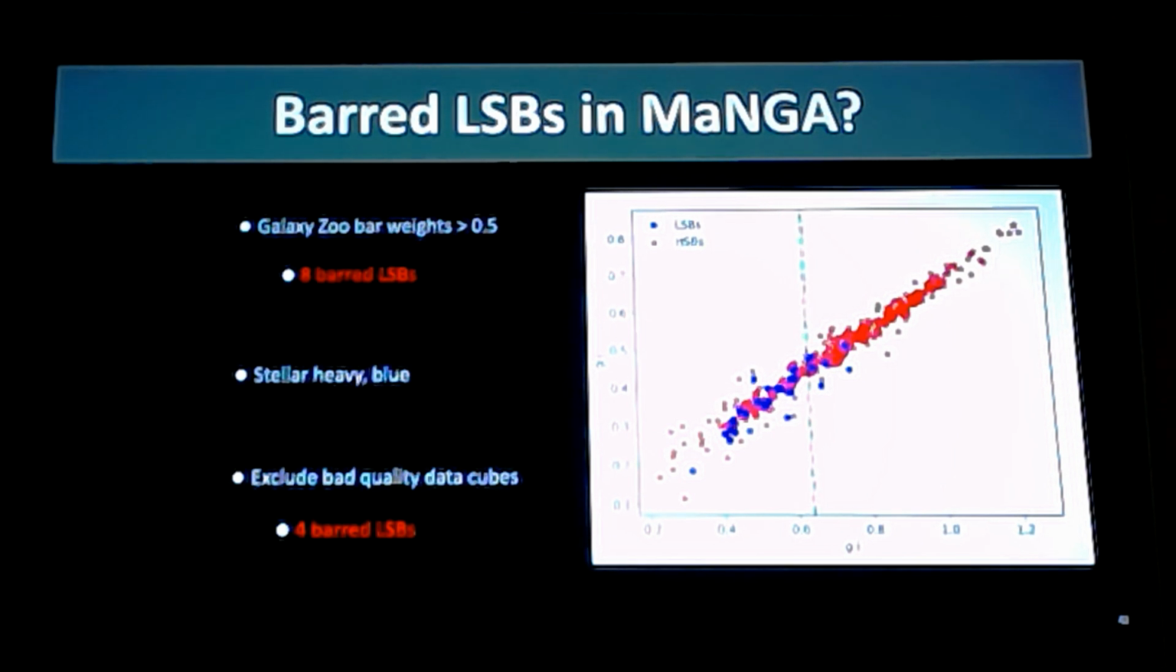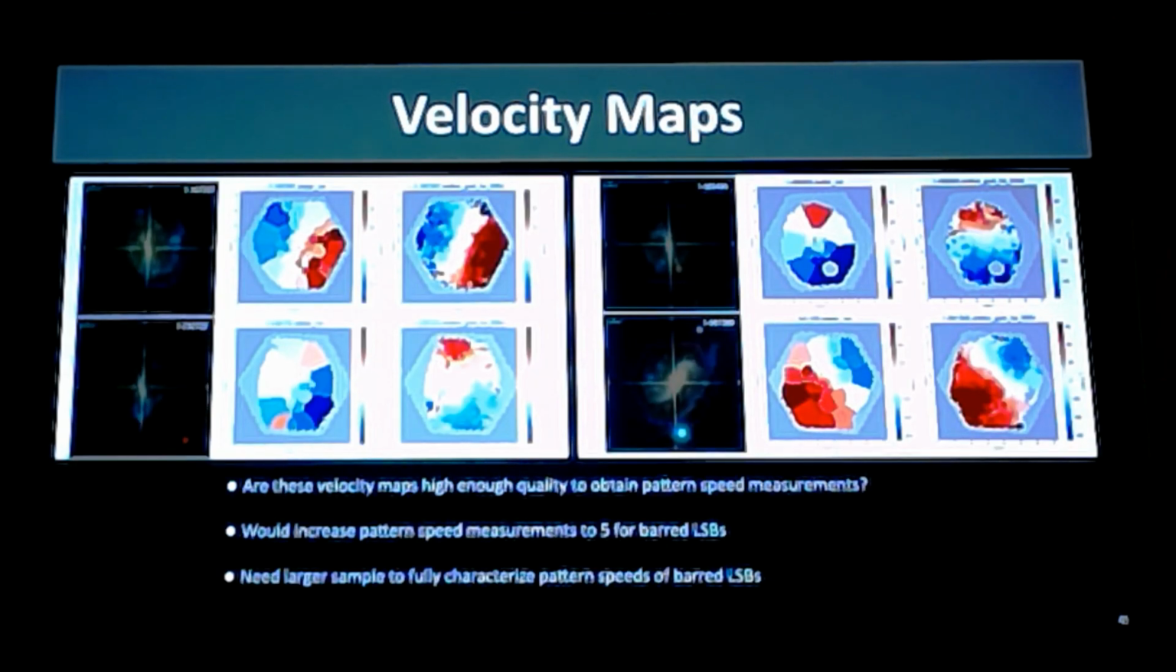LSBs come in blue and red colors. So this is a color-color diagram. This vertical line is a literature separation between blue and red LSBs, and almost all of the LSBs in MaNGA are blue. So these are very stellar heavy and blue barred LSBs, not very representative. But there are 4, and here they are.